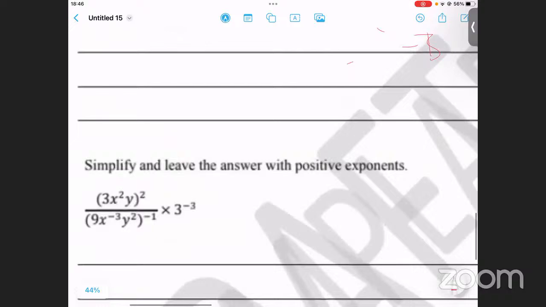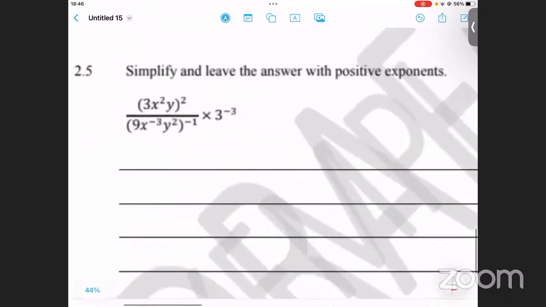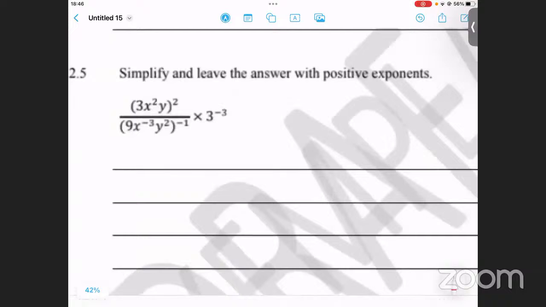Okay, let's see. Here they say simplify and leave the answer with positive exponent. We have, no, this one we didn't. Do you guys remember?